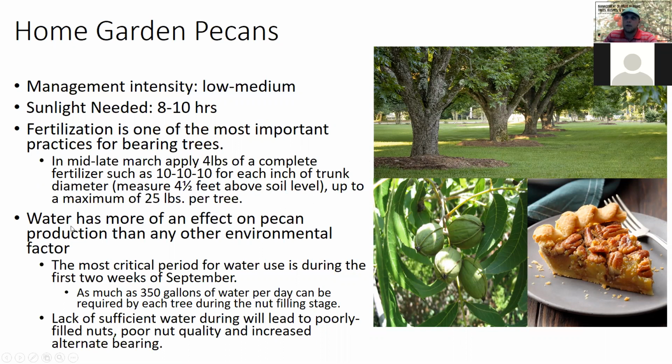Another thing to keep in mind is that water, just like any other plant, has a huge effect on pecan production, more than any other environmental factor, even more than fertility. The most critical period for water use is during the first 2 weeks of September, typically when it's obviously very hot in most of Georgia. It's been studied and proven that as much as 350 gallons of water per day can be required by each tree during the nut filling stage to really put on that good quality fruit.